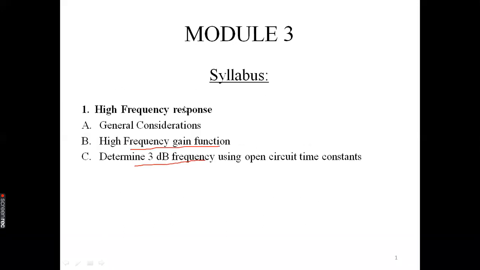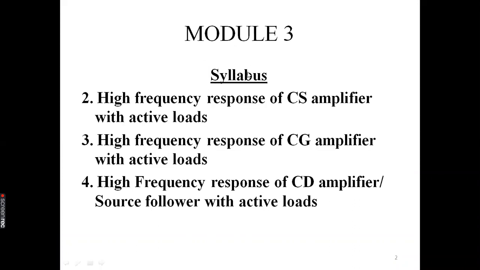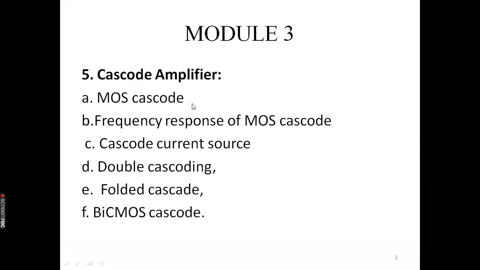So this is the content of module 3. Let me explain once again. First, we will discuss the high frequency response, including the general considerations, high frequency gain functions, and how to determine the 3 dB cutoff frequencies. Then we will discuss the high frequency response of the three configurations, CS, CG, and CD amplifiers. Then another configuration, cascode amplifier, and different circuits coming under cascode amplifier.